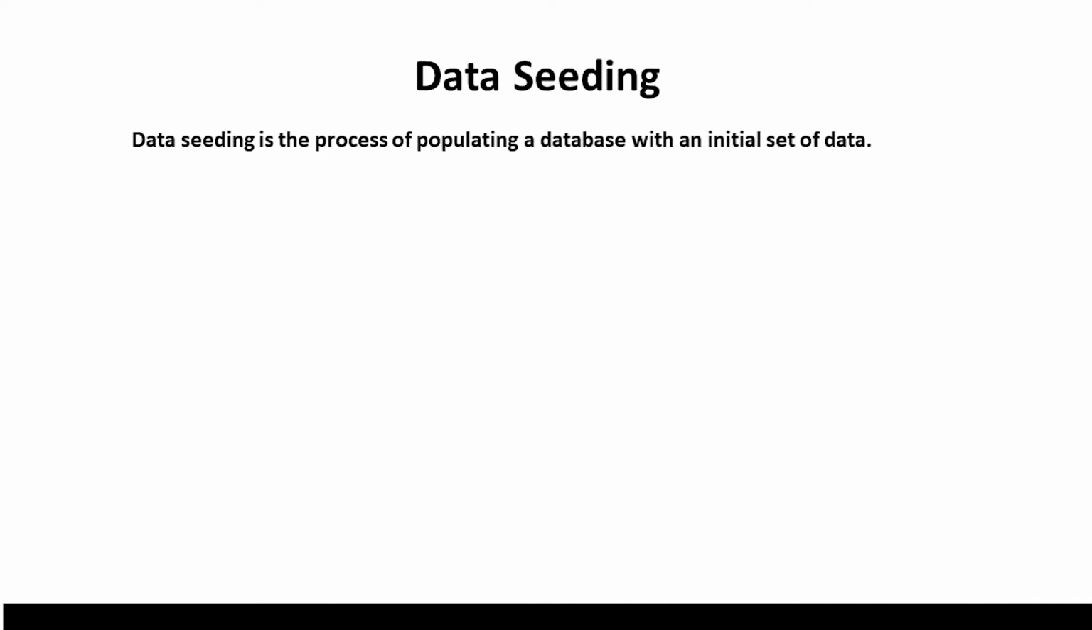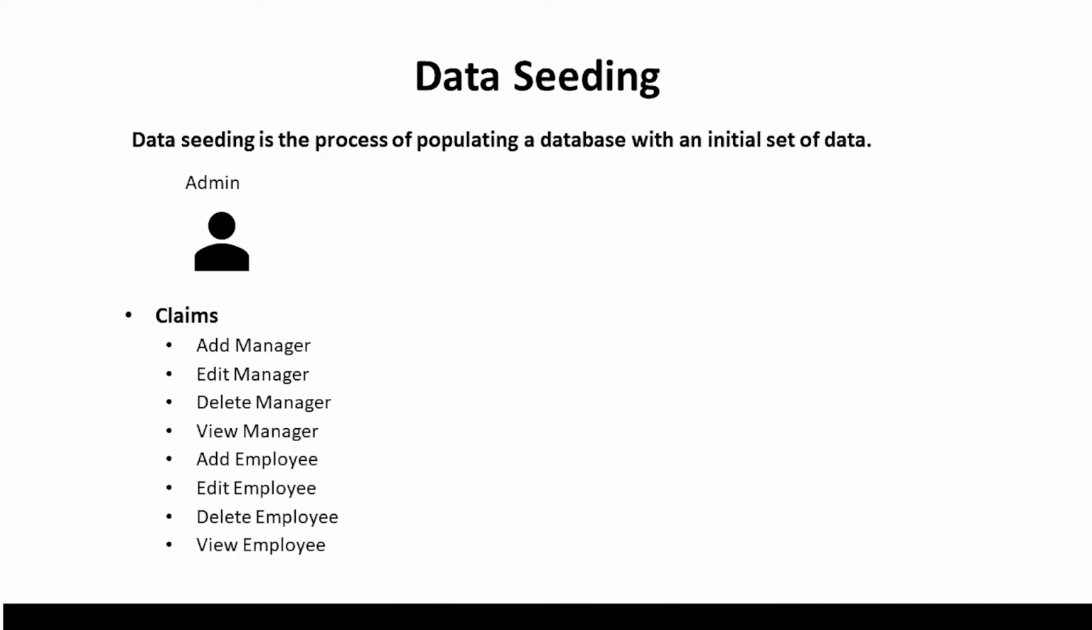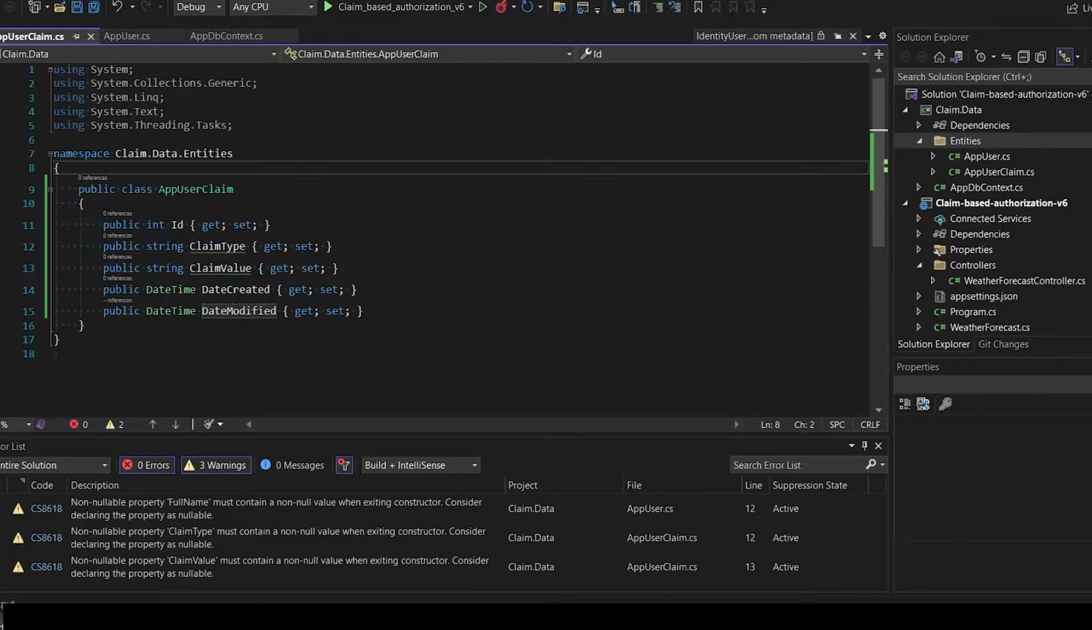We will add data with migration, this thing is known as data seeding. Data seeding is a process of populating the database with an initial set of data. We will add the following data in the database: claims, roles, and one user who will be admin with the following claims. There are several ways of data seeding in Entity Framework Core. We will go with model seed data. We will use the OnModelCreating method of the DbContext class.